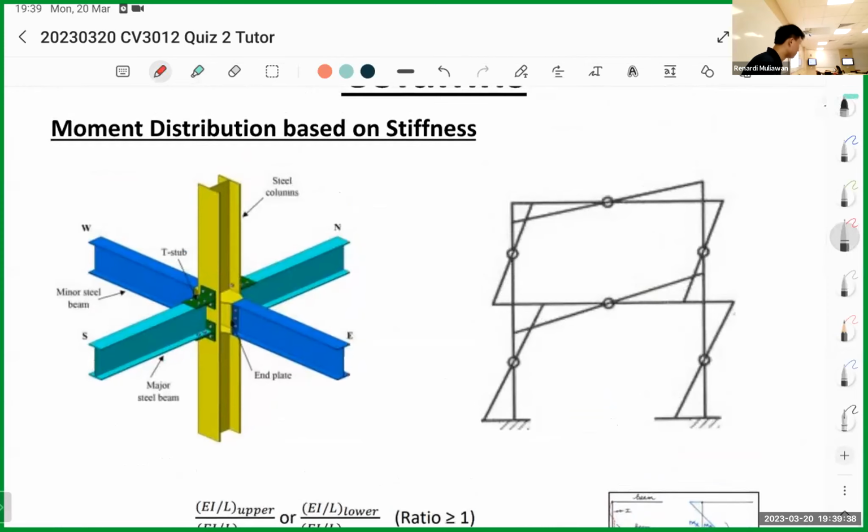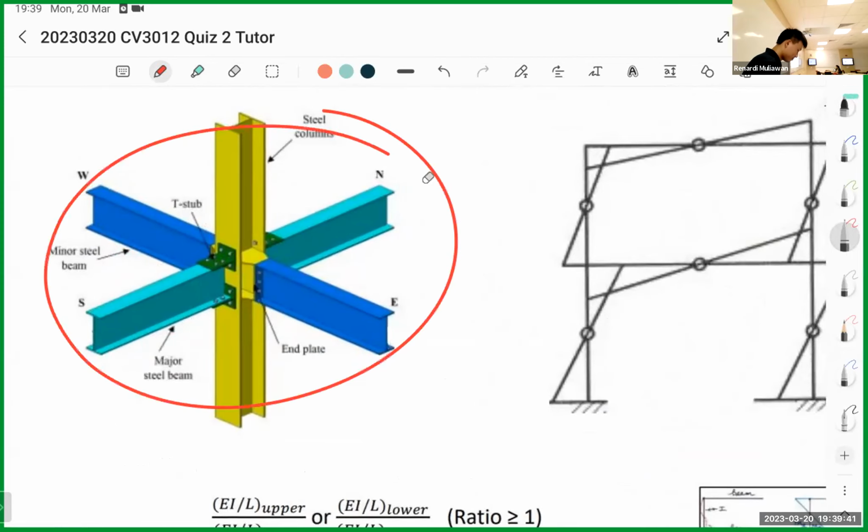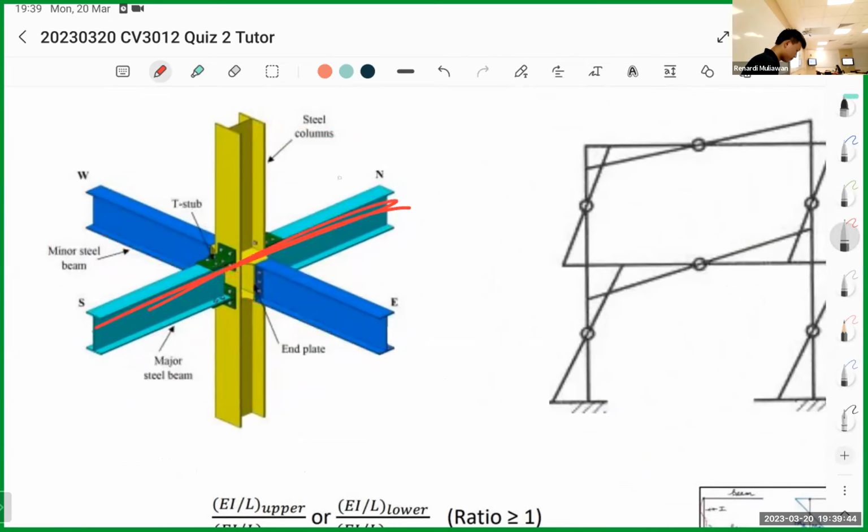The last concept is the moment distribution. If you see, this is your beam. We have beam N, beam E, beam W. If you notice, each beam is connected to two columns, the upper one and the lower one. So let's say this beam, the south beam, S beam. It will have a bending moment this way, which is P times E, the reaction force times eccentricity.